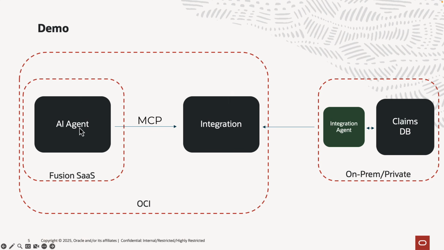A user or an employee here inside of Fusion is trying to ask for the list of claims that were made this year. When the agent gets that question, it's going to invoke an integration call, and the integration is then going to go and look up the claims database and return a list of claims that were made for this year for that user.